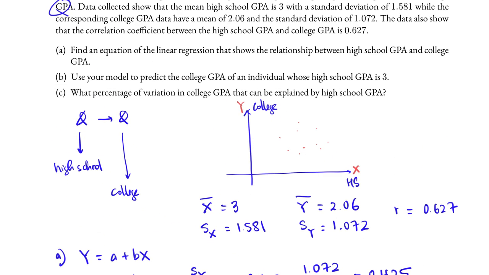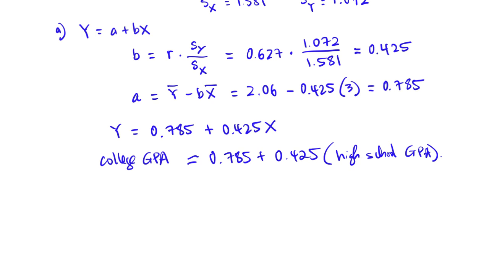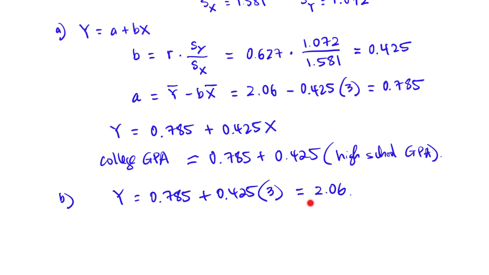For part B, use the model to predict the college GPA of an individual whose high school GPA is 3. What this means is that we need to find y when x is 3. y equals 0.785 plus 0.425 times x, but again, x is 3, so we replace x with 3. Put this in a calculator, we see that this is 2.06. What this means is that if an individual has a high school GPA of 3, we can predict that their college GPA will be 2.06.